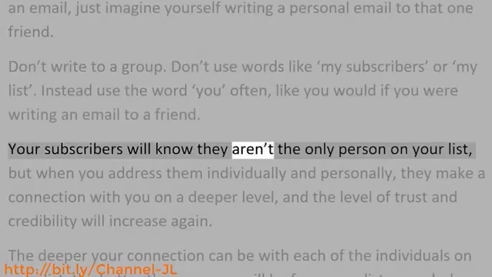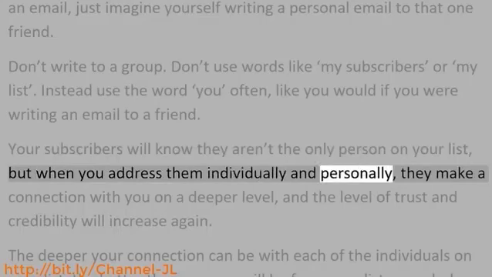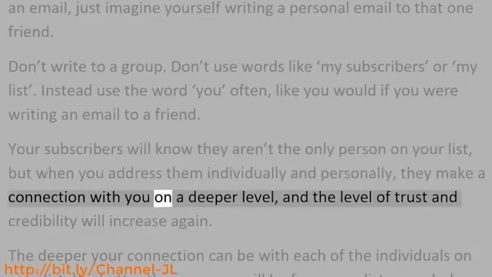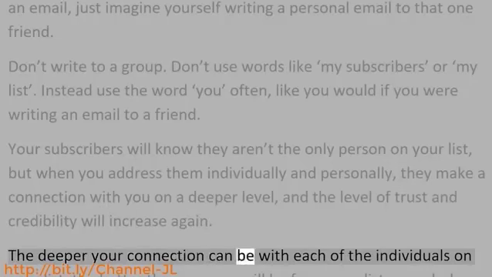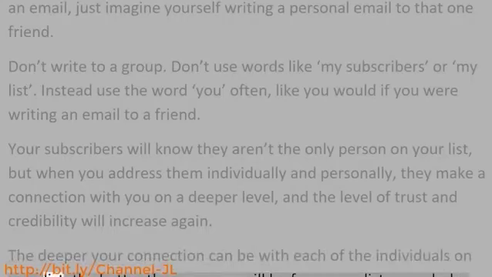Your subscribers will know they aren't the only person on your list, but when you address them individually and personally, they make a connection with you on a deeper level, and the level of trust and credibility will increase. The deeper your connection can be with each of the individuals on your list, the better the response will be from your list as a whole.